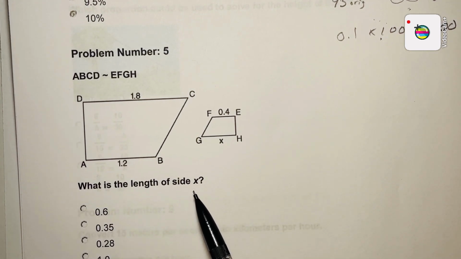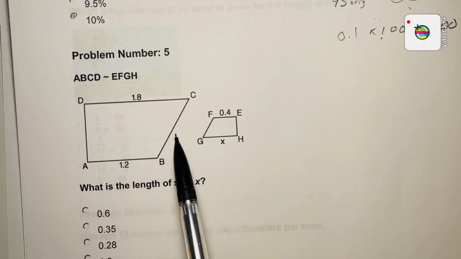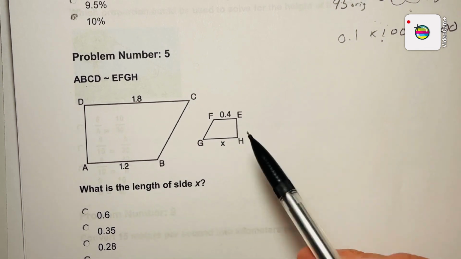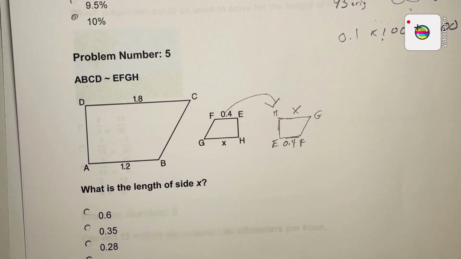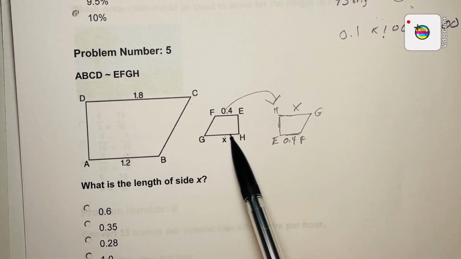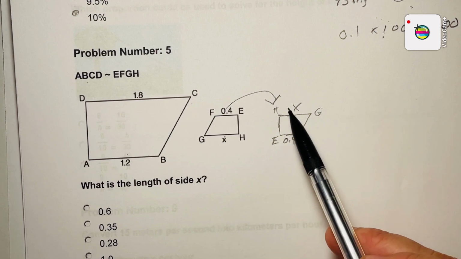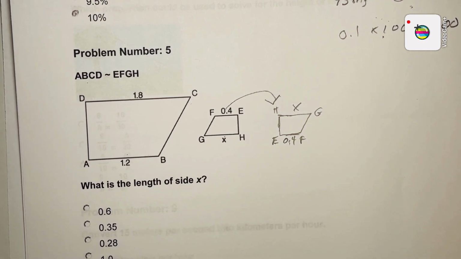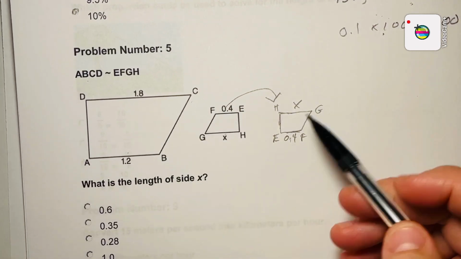Okay, problem number 5. What is the length of side X? This tells us that shape ABCD is similar to shape EFGH. They're just flipped. So what I'm going to do is write it flipped. If this were to flip over the same way this one is sitting, this one's sitting upside down compared to this one, it would look like this. EFGH, where the 0.4 would be on the bottom and the X would be on top. Why did I flip it? It's because you're going to have to write a proportion for this problem, and I want you not to be confused by where the numbers go.